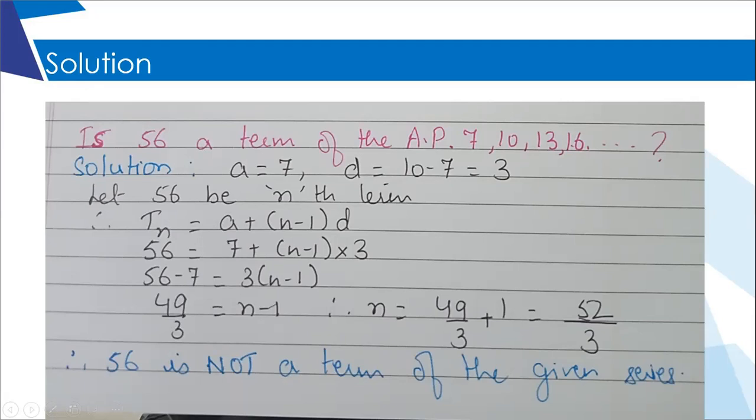So you don't need to explain your step. But here, if you are not using the formula, but you're using your logic, then that logic itself will take 2 sentences to explain. Are you getting my point? Straight away here, only one line of explanation will be there, that since n is not a whole number, therefore 56 is not the term of the given series. But you are also using the same, but you're not using the formula.